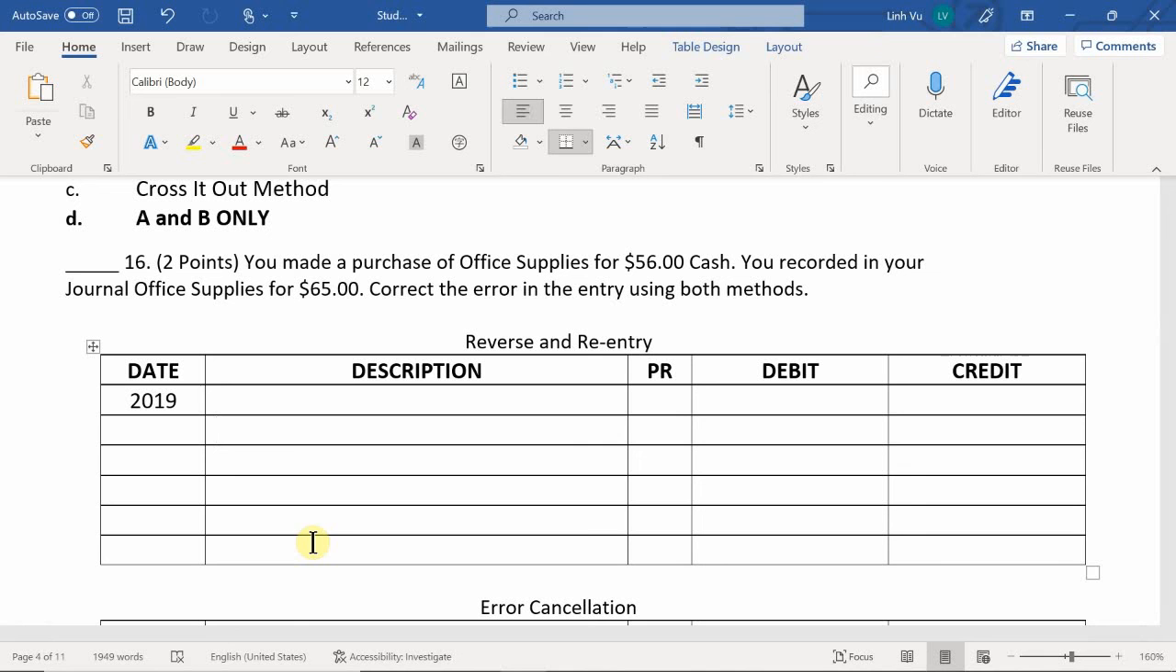You debit cash 56 and credit office 56. Good, right? You're going to first reverse the entry, right? Okay, not for 56 though, because in this case I entered it in as 65. Okay? So then how do I fix this?